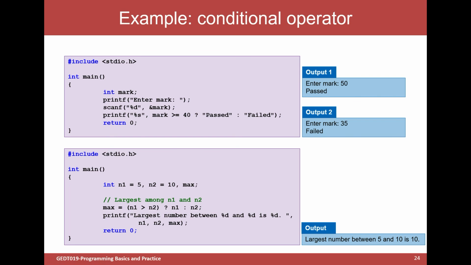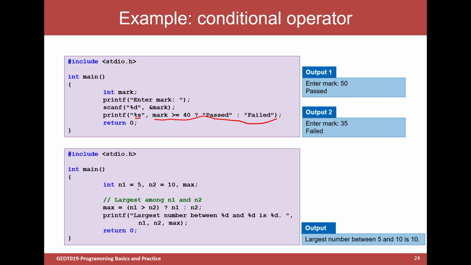Here is another example. Let's see here, for example, I read some mark, and I'm checking here, I print some string. This one is the print. I say here, if the mark value is more than 40, then you will print a string. What is the string? It will be passed. Else, it will print fail. So the string will be failed.